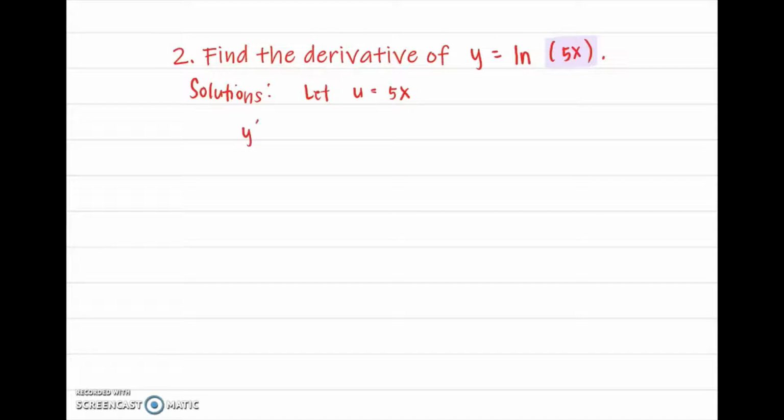So y prime is equal to u prime over u. Y prime is equal to the derivative of u, which is the derivative of 5x, just 5, over u, which is 5x. And then simplify. Y prime is just equal to 1 over x. And that is already your final answer.